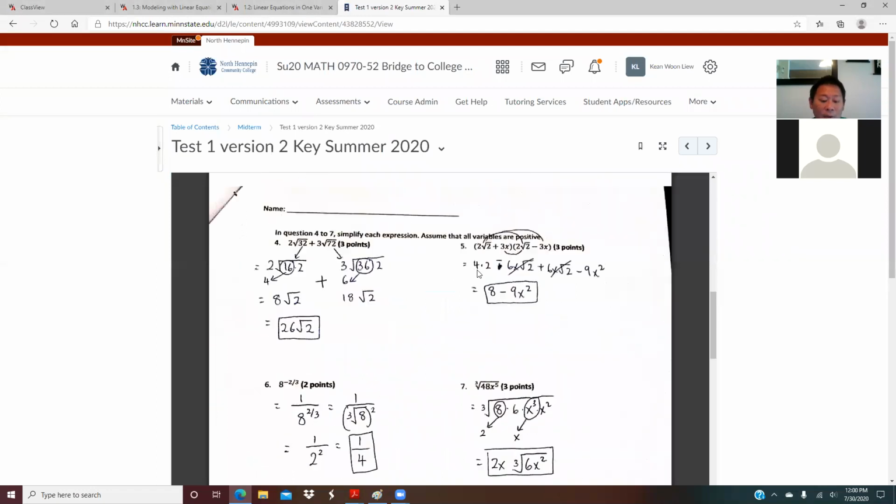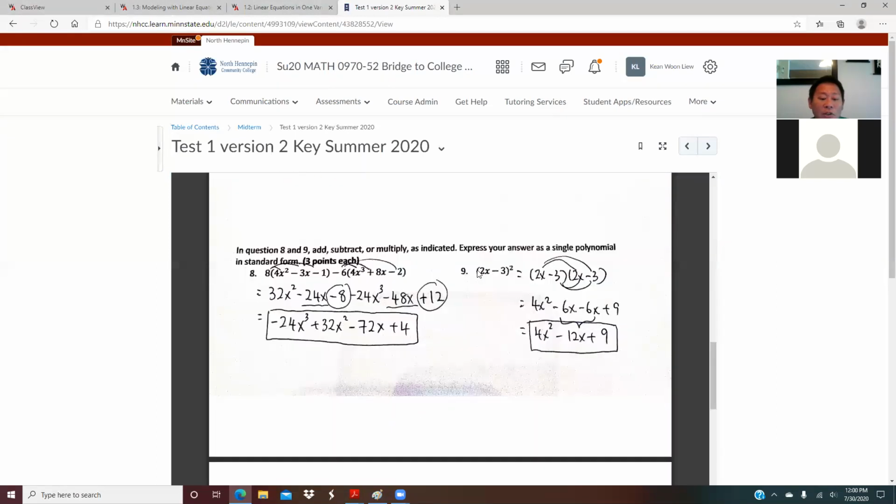So this is how we do it. Question 8 is mostly distributing. You need to distribute the 8 and the -6 over the parentheses. Then after that, you combine like terms and put it in standard form. Question 8 is not foiling. Do not FOIL this, because this is mostly just adding and subtracting.